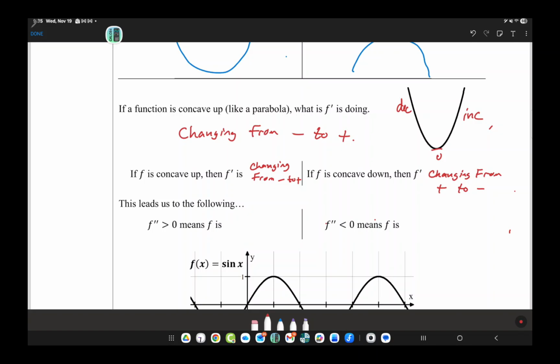Since there is a local minimum or maximum, does it automatically make it concave up or concave down? If you do know where you have a local min or local max, then you will have a concave up or concave down. That will be a part of it.